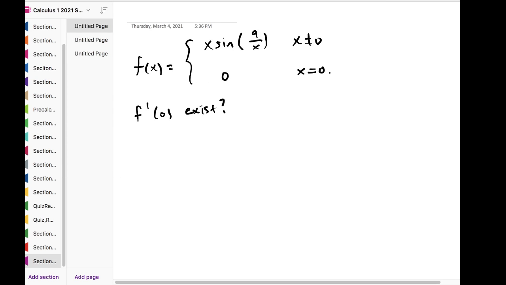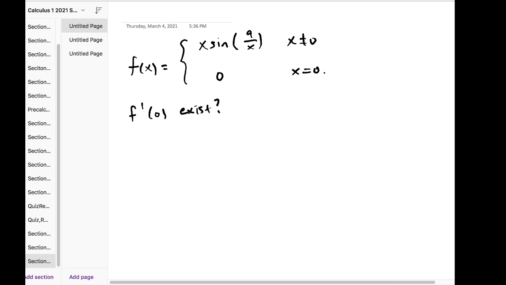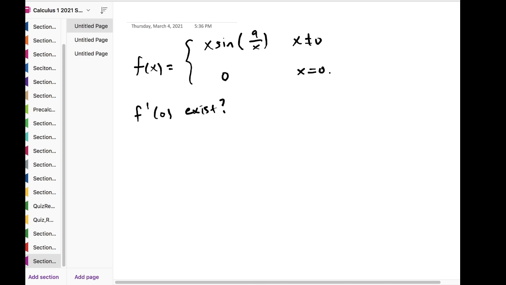Okay, so let's do this question. We don't have any rules yet, right? So we can't use any, in 2.1, right? We don't have any derivative laws. The only thing we have is the limit, so what would f prime of 0 be?